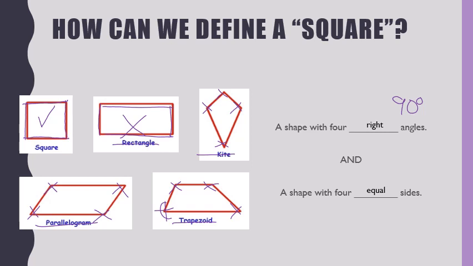So this is what we want. Here's our definition for what makes a square a square. It's a shape with 4 right angles and a shape with 4 equal sides. Now hopefully you remember this. You may have forgotten when I asked you at the beginning, but hopefully you remember it now that we talked about it.